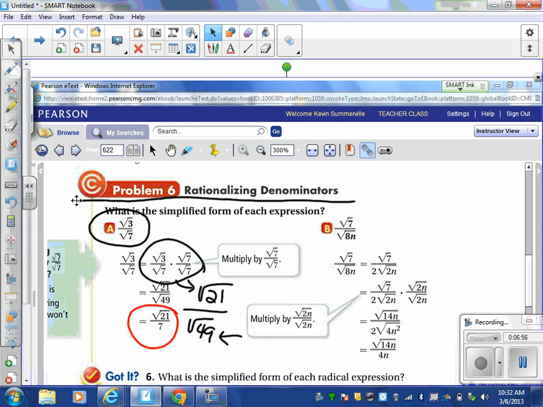So let's take a look at what we just did. We took the original problem, square root of 3 over square root of 7, and we take the denominator, which is square root of 7, and multiply it by that original fraction. Then we take that number and reduce it as much as we can to get the final answer, square root 21 over 7.